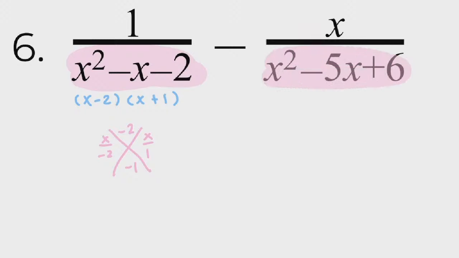Next, for this denominator, we can use the same method since it's not any of those special cases. So on the top is going to be 6, on the bottom is negative 5. So we're looking for two numbers that multiply to positive 6 and add to negative 5. And that'll be negative 2 and negative 3. So this will factor into x minus 2 times x minus 3.